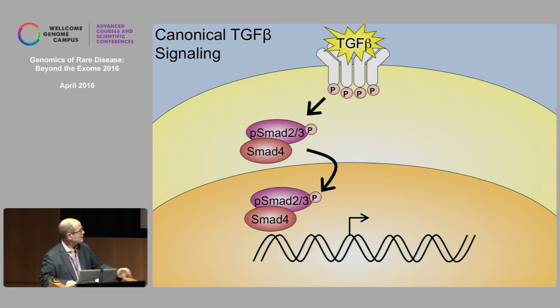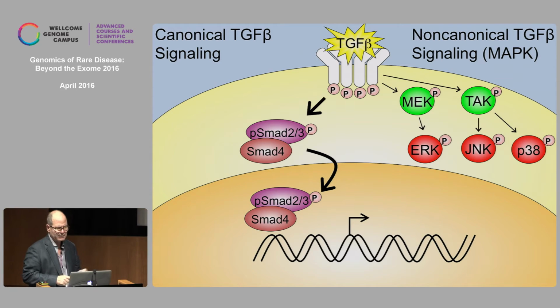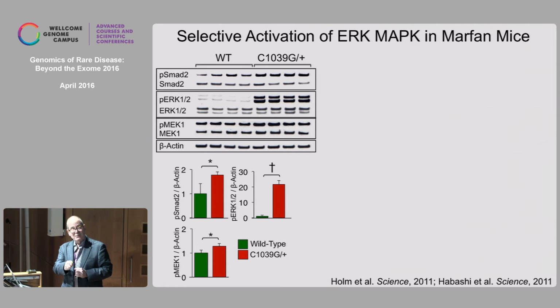Now, up until this point, my comments have focused on so-called SMAD-dependent or canonical TGF-beta signaling. But it's also known that ligand-activated TGF-beta receptors can support so-called non-canonical signaling cascades, prominently including the mitogen-activated protein kinases ERK, JNK, and p38. When we asked whether any of these non-canonical cascades might be contributing to aortic disease, we found truly shocking levels of ERK activation in the ascending aorta of Marfan mice compared to their wild-type littermates.